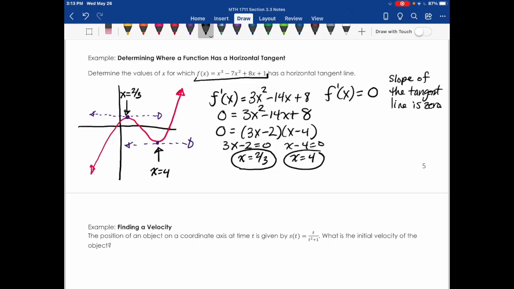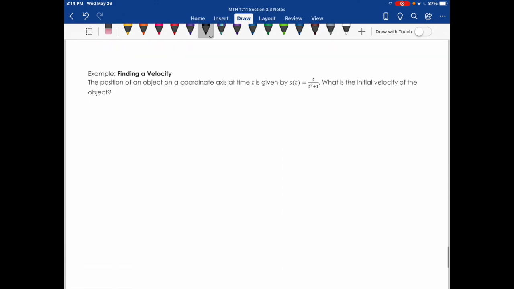Now you can do that with any function. You just take the derivative and set it equal to 0. If I wanted to find where the tangent line had a slope of 1, then I would set the derivative to 1 and solve it. The whole idea is just keeping in mind that the derivative represents the slope of the tangent line at any point on the graph. So you can either plug a value of x into the derivative to find the slope at a specific point, or you can work backwards and set the derivative equal to the slope of the tangent line and find the value of x where that happens.